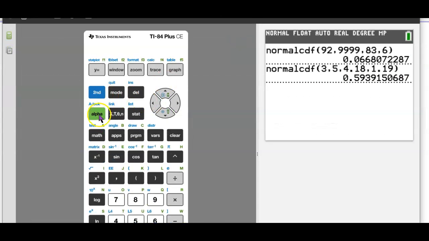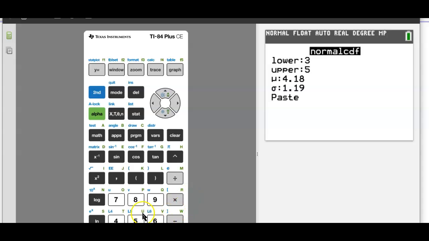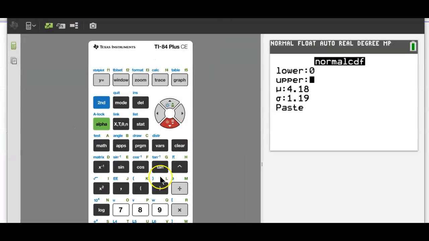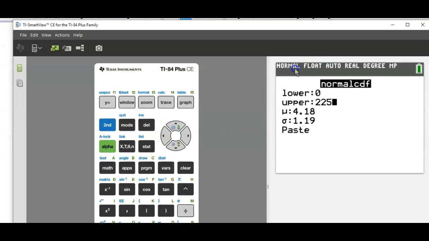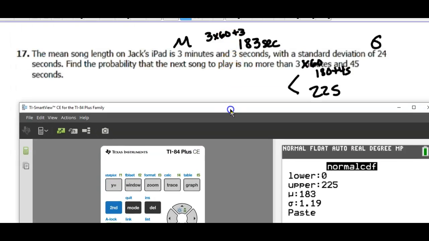So I'm just going to go to the distribution. And I'm going to say the lower limit is 0 seconds long. And we want to know all the way up to 225 when the mean was 183 and the standard deviation was 24?